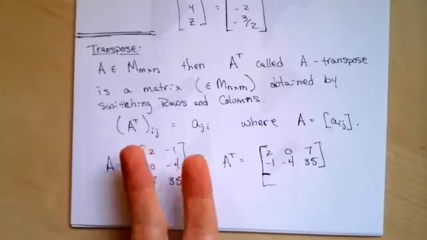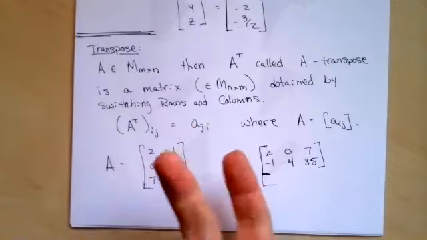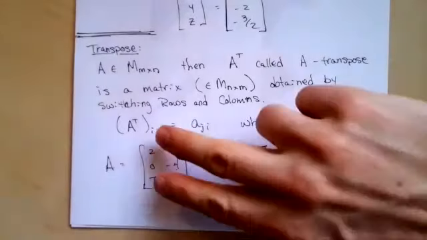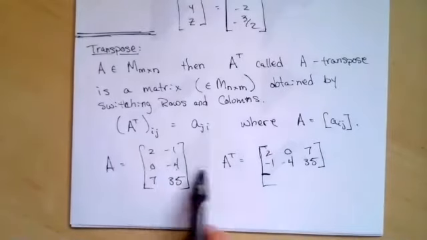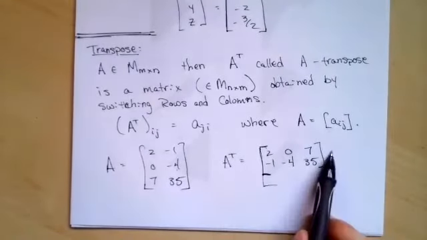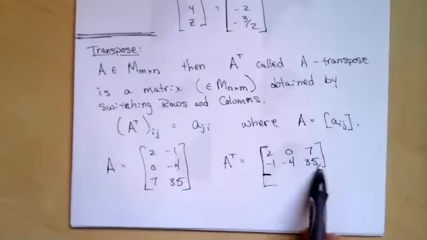So you can kind of notice you don't just turn it sideways. It's kind of like flipping it and turning it sideways. So the first column becomes the first row. Second column becomes the second row.